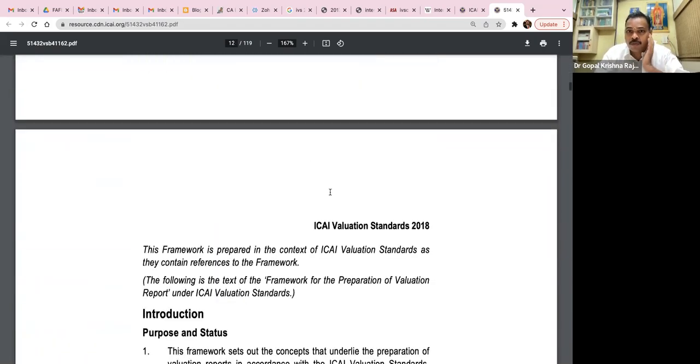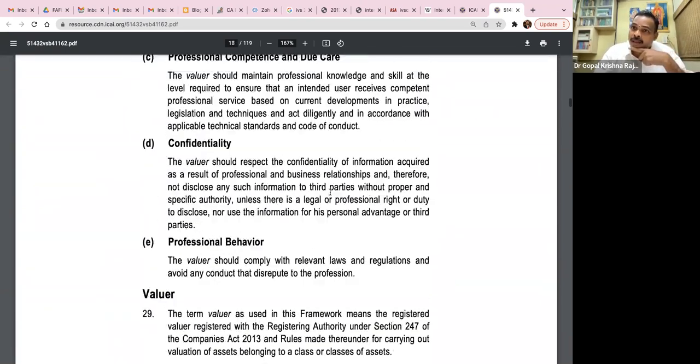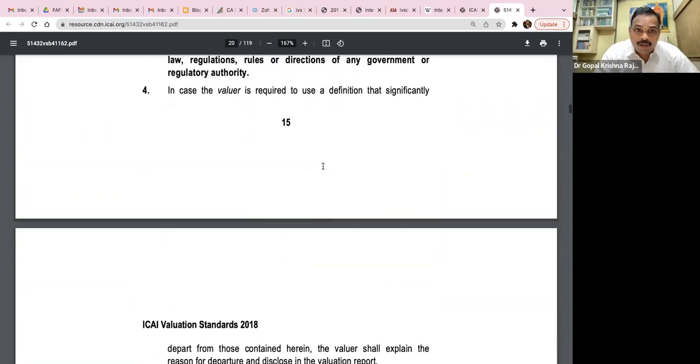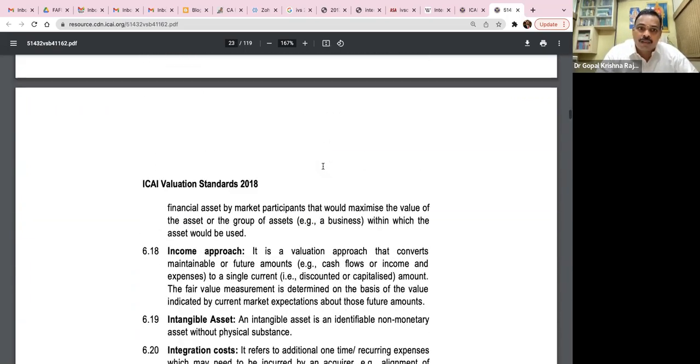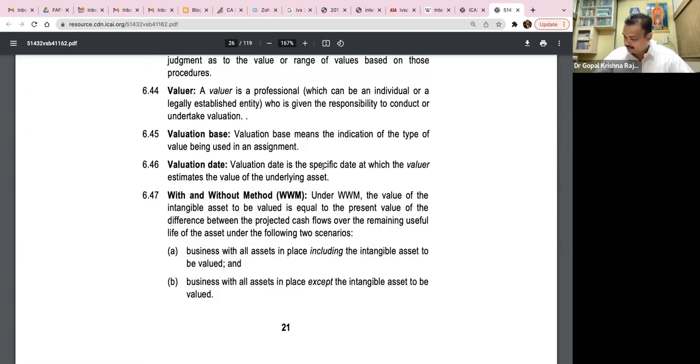So this is your framework. The framework is anyhow there, you can compare that. But look at the standard itself. They have brought a separate standard for definitions. So I must appreciate the vision of the ICAI valuation standard, which is 101, which is full and full definitions. And you will be surprised. You know how many definitions they have? They have close to 47. There are 47 definitions.